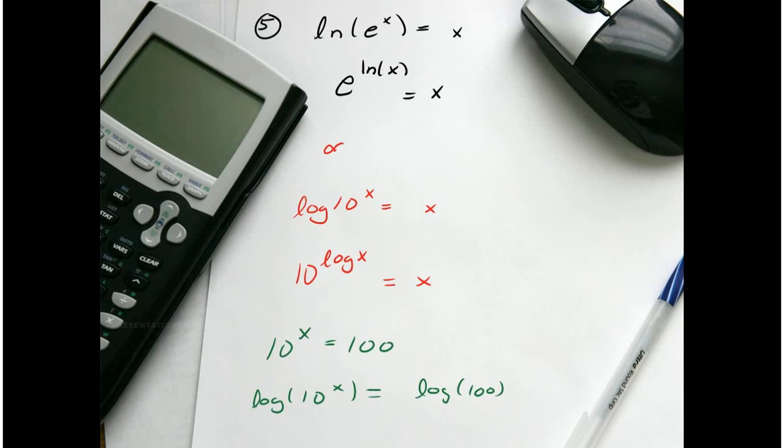How do we use this? Well, I did that problem earlier. I already know that the answer is 2. But again, here I'm going to use the fact that log base 10 of 10 is really just 1, that they're inverses of each other. And I just get automatically that x is log of 100, which is 2.